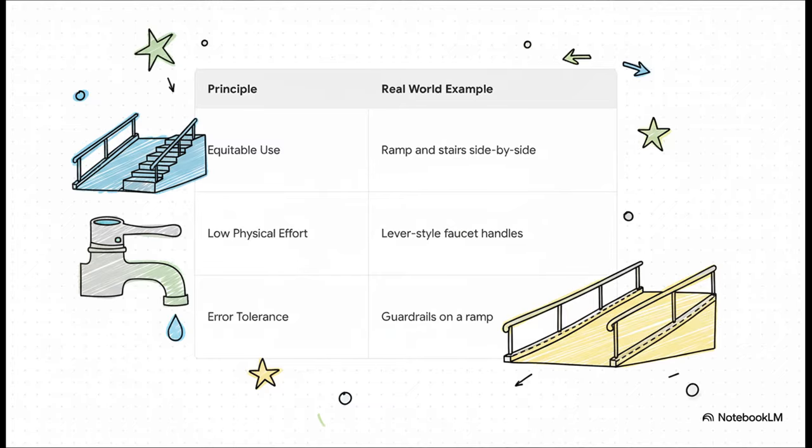For low physical effort, a lever handle on a sink is way easier for anyone to use than a knob you have to grip and twist. And for error tolerance? Well, the guardrails on that ramp are a perfect example. They make the consequences of a misstep a lot less serious.